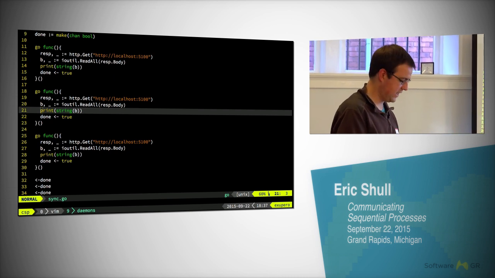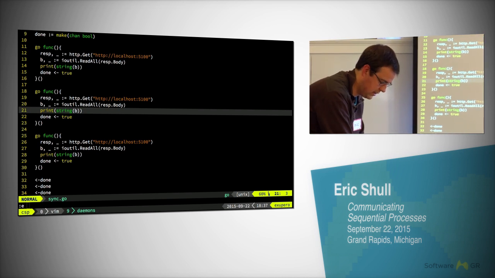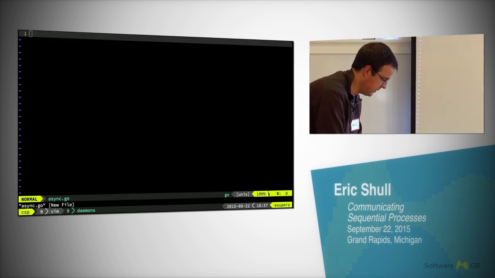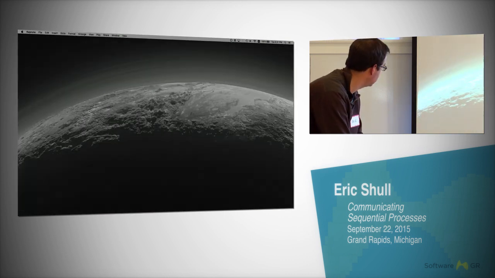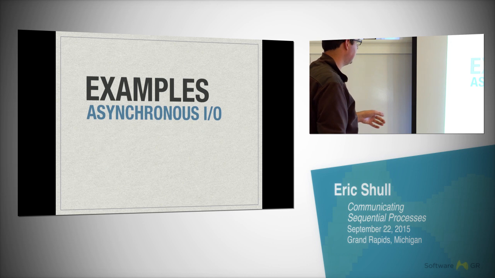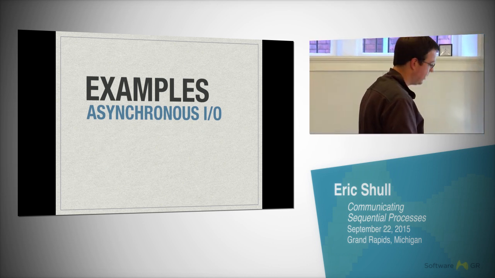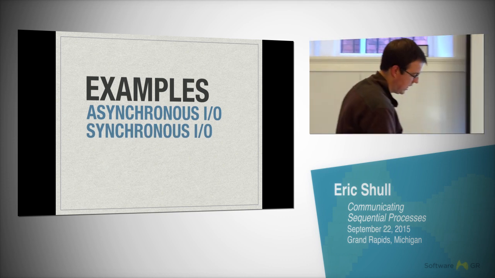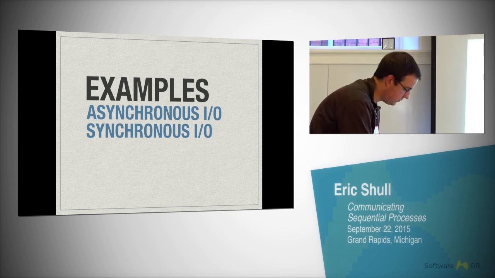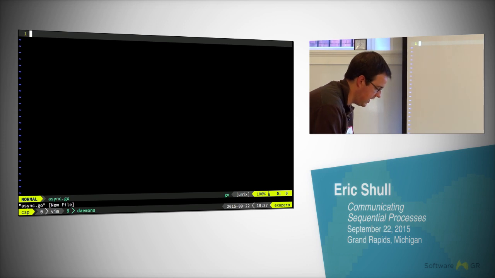Okay, so let's actually do the opposite of this and create a new one called async. We looked at taking something that was synchronous and making it asynchronous. Let's actually look at the reverse of that now, taking something that's asynchronous and making it synchronous. So we're going to create a new file here.